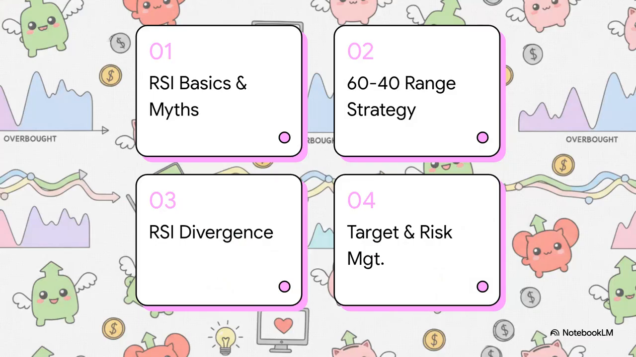So, here's our quick roadmap for today. First, we'll cover RSI basics and myths. Then, we'll look at the 60-40 range strategy. After that, we're jumping into RSI divergence, and finally, we'll wrap up with target and risk management.